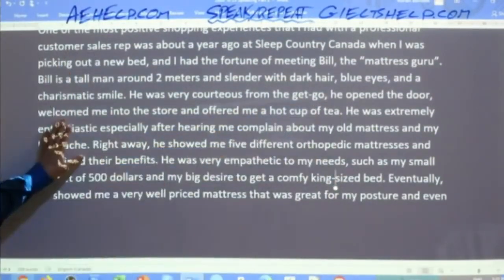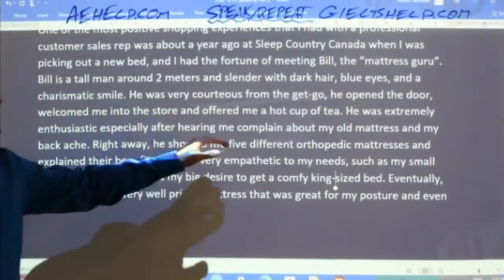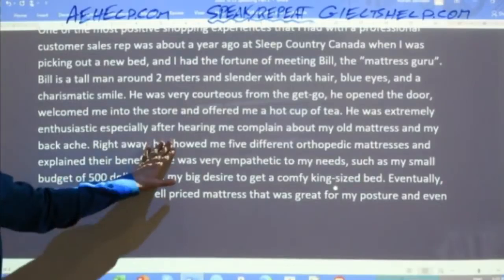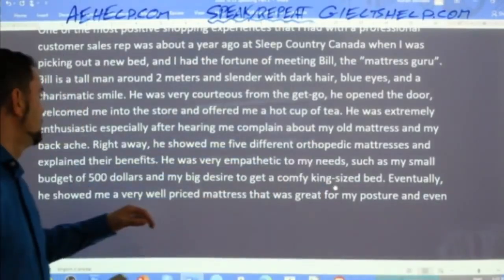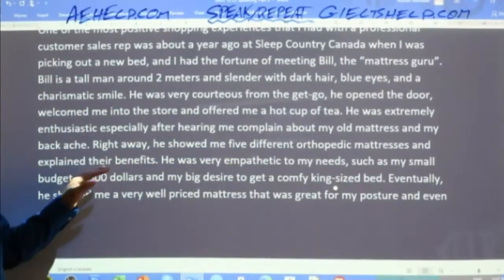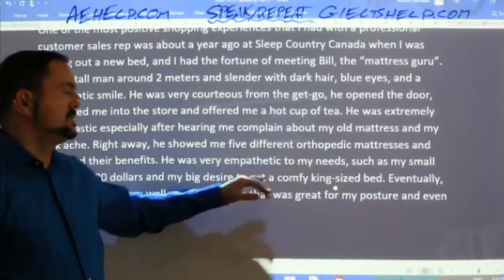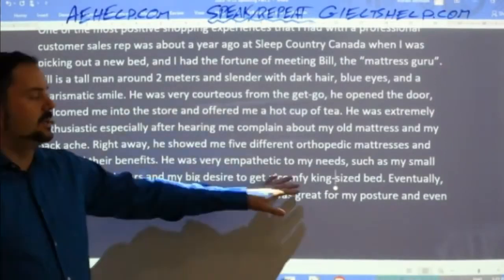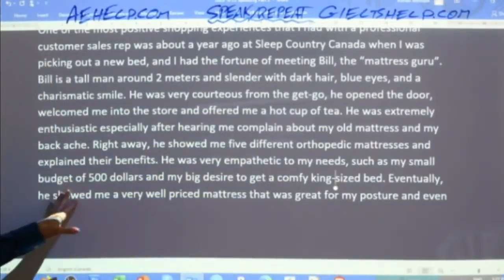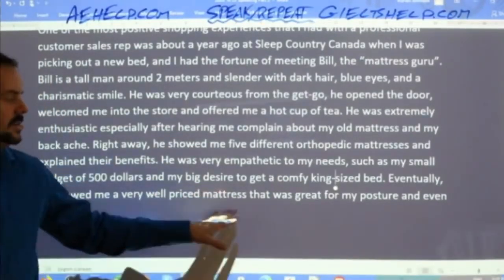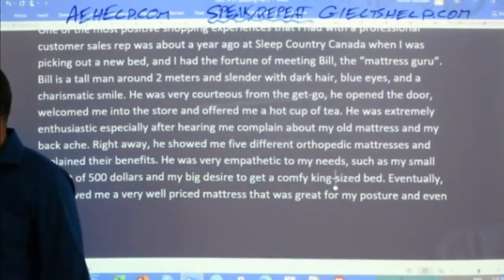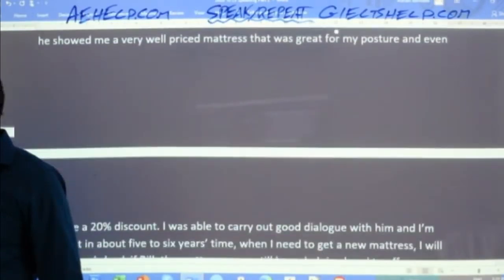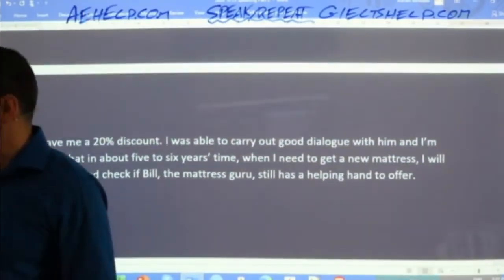He opened the door, welcomed me into the store, and offered me a hot cup of tea. He was extremely enthusiastic, especially after hearing me complain about my old mattress and my backache. Right away, he showed me 5 different orthopedic mattresses and explained their benefits. He was very empathetic to my needs, such as my small budget of $500 and my big desire to get a comfy king-size bed. Eventually, he showed me a very well-priced mattress that was great for my posture and even gave me a 20% discount.